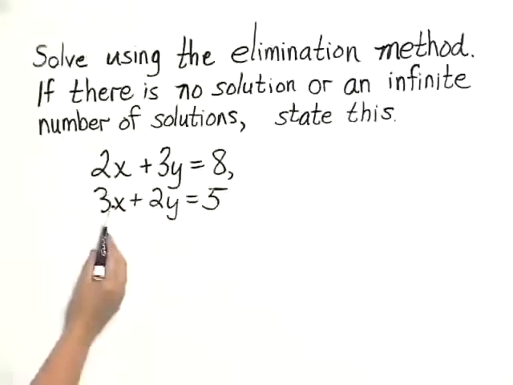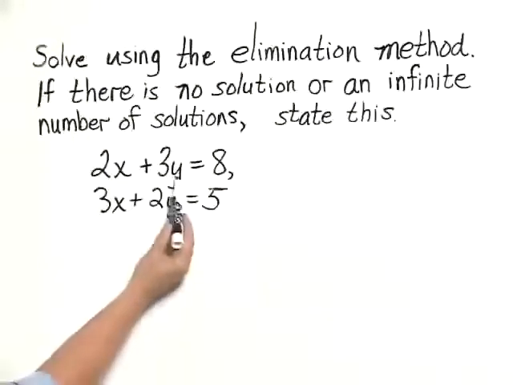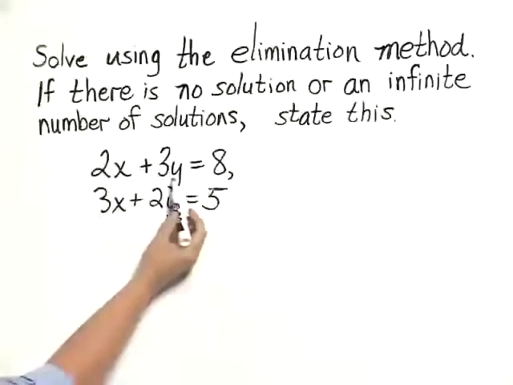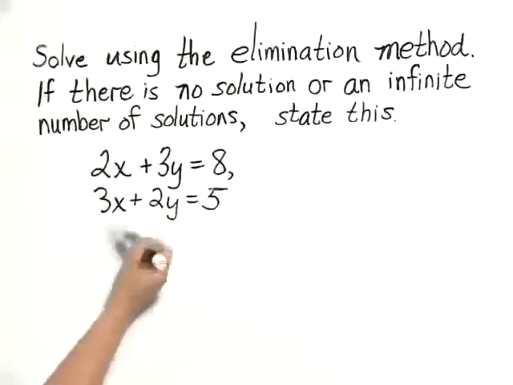We don't have a pair of opposite coefficients either for the x's or for the y's, so we'll need to multiply in order to get those coefficients opposite. I choose to eliminate the y's, though you could just as easily eliminate the x's. We look at the coefficients of y, and you have 3 and 2. A common multiple is 6. So I'm going to make one of these coefficients positive 6 and one of them negative 6.